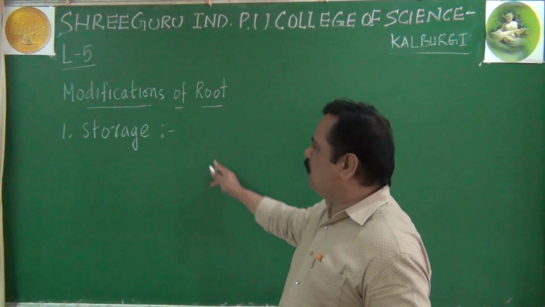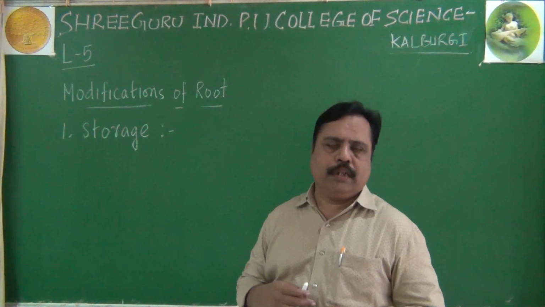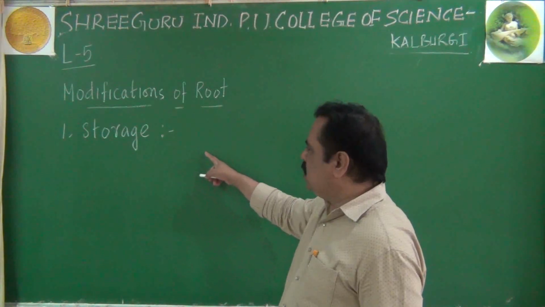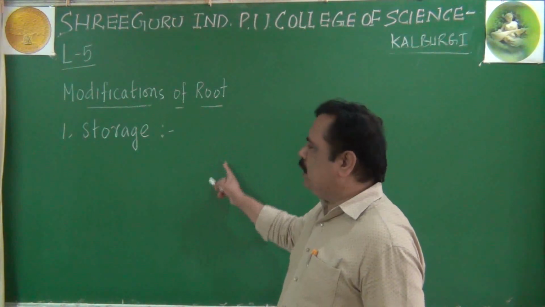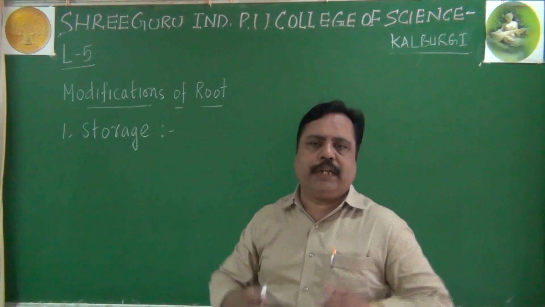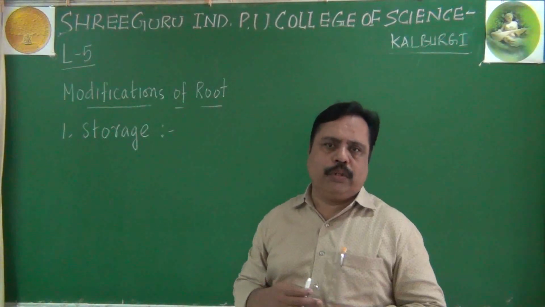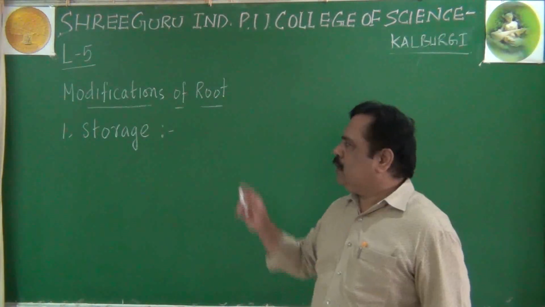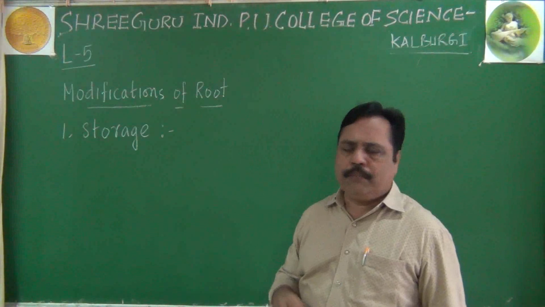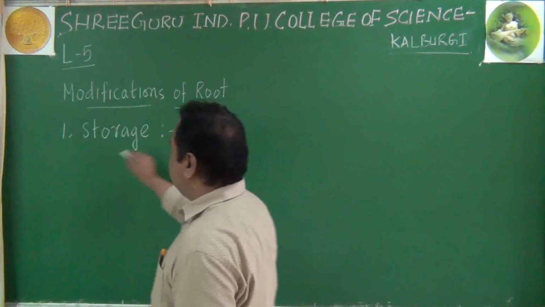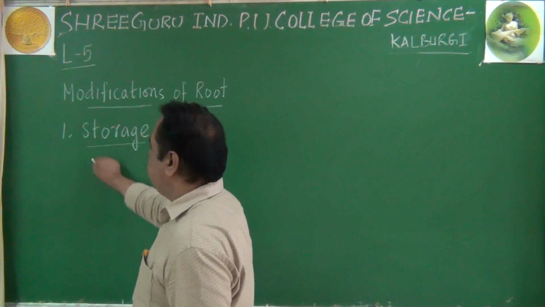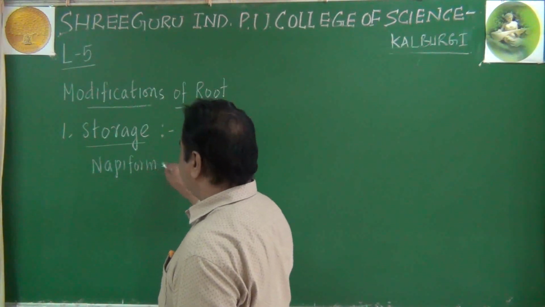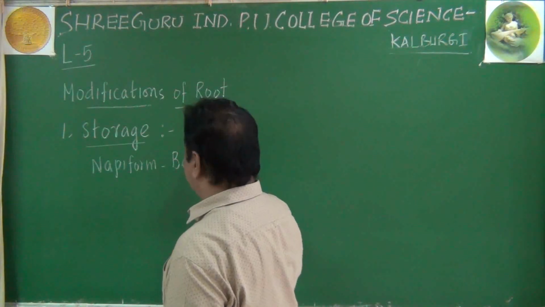Third one was napiform modification. In the napiform modification, the base will be bulged, whereas the middle and the tip of the taproot will be tapering, narrowing downwardly. That is called napiform. For napiform, I told you one example, turnip. You can remember another example for napiform here. Napiform roots are exhibited by beetroot, remember.